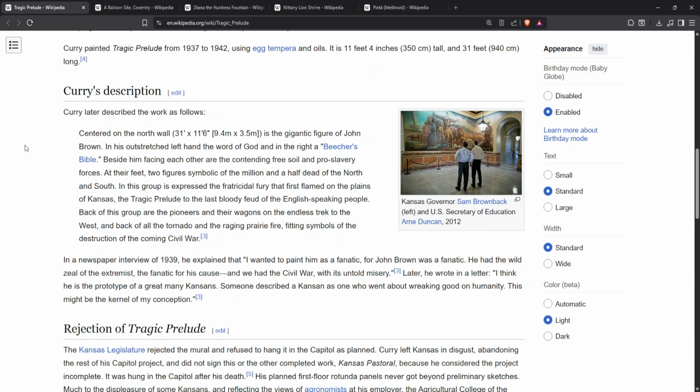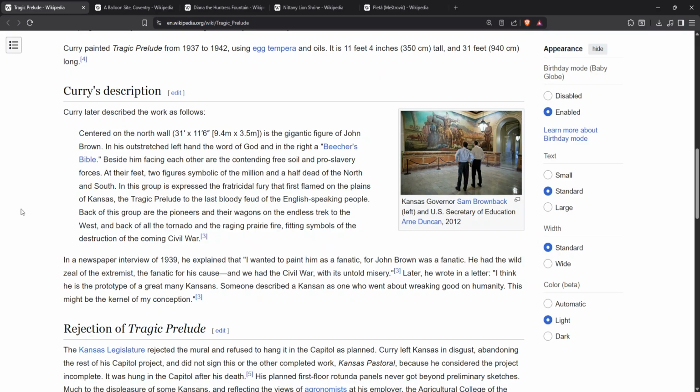Back of this group are the pioneers in their wagons on the endless trek to the west. And back of all, the tornado raging in a fury through the prairie fire, fitting symbols of the destruction of the coming Civil War. In a newspaper interview of 1939, he explained, I want to paint him as a fanatic, for John Brown was a fanatic.